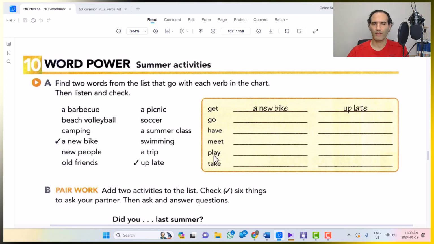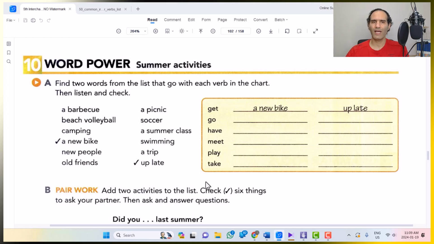Soccer, play soccer. A summer class, have a summer class, or take a summer class, both of them correct. Swimming, go swimming. Trip, take a trip. And also picnic, take a picnic, also possible. And stay up late, we have talked about it.